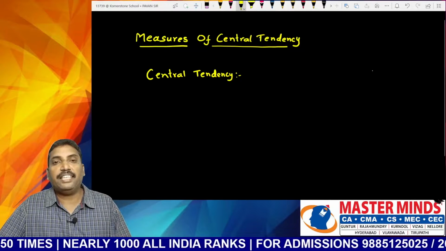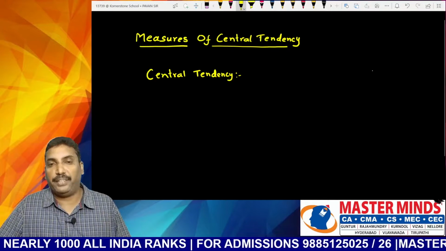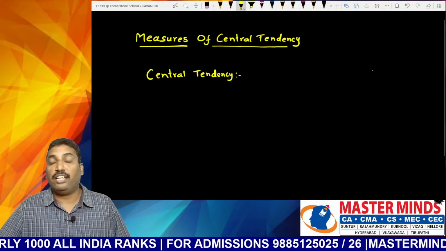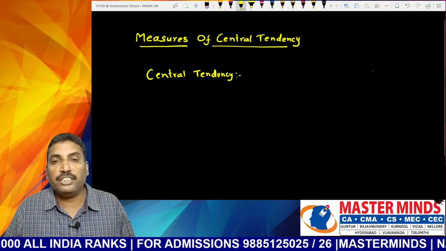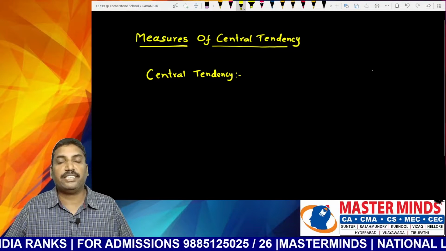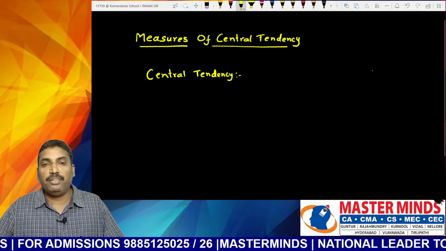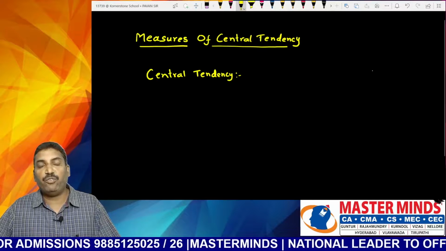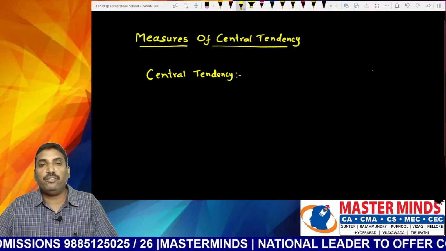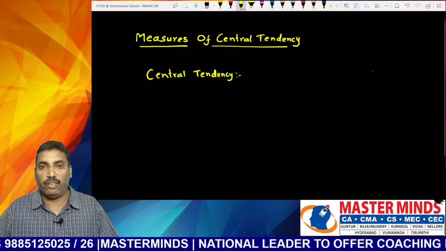That central tendency value is always located at the central part of the data, and all the remaining observations are surrounded by that value. That is what we call central tendency. Instead of saying each and every observation, we represent them with a single value. That is the central tendency value.